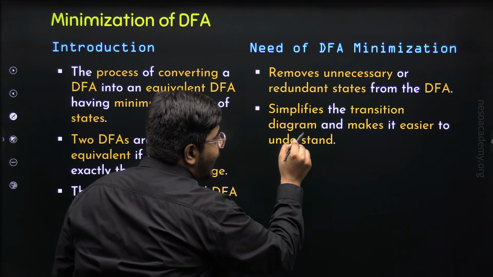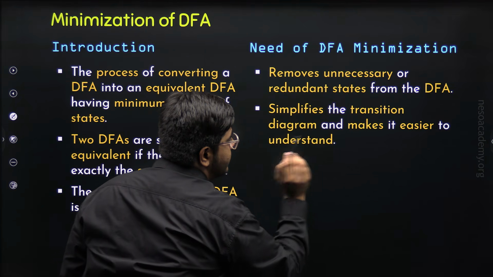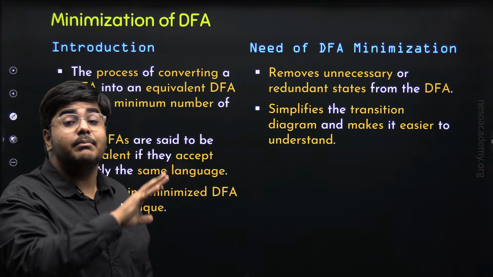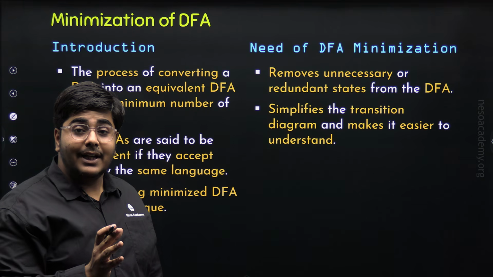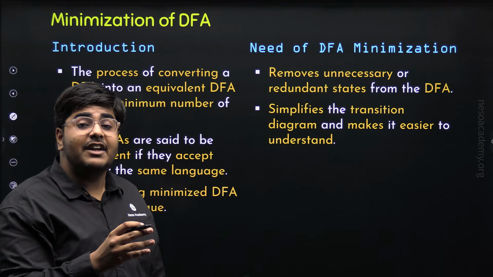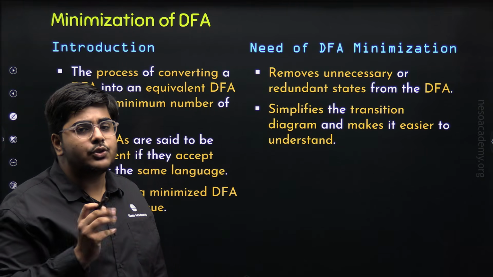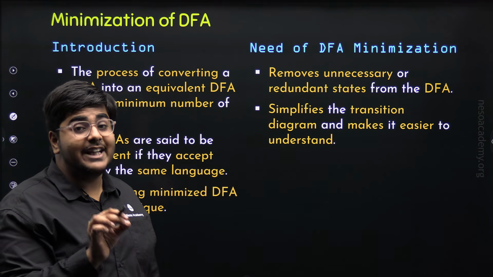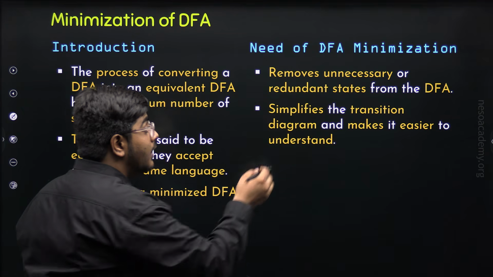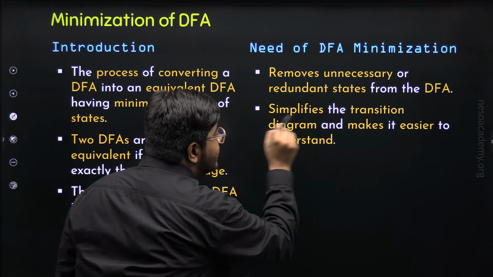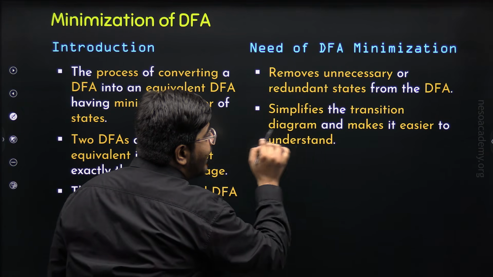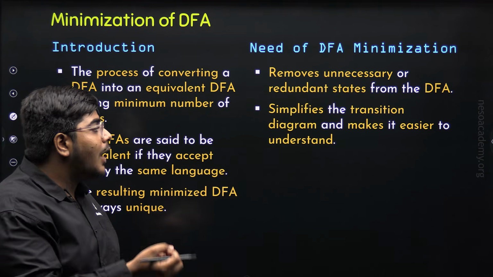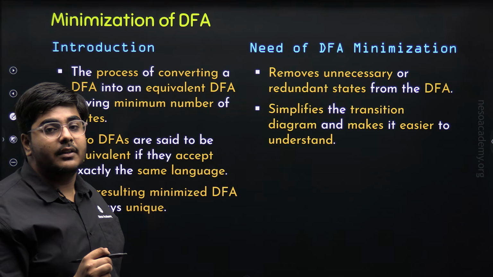Simplifies the transition diagram and makes it easier to understand. Before minimization, a DFA can contain a large number of states, and the transition diagram of the DFA may look complex to us, which is difficult to understand. After DFA minimization, the DFA becomes simplified. The transition diagram becomes simplified, and it is easier for us to understand that DFA.